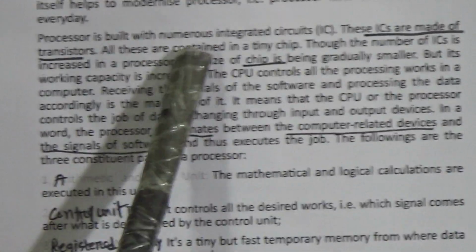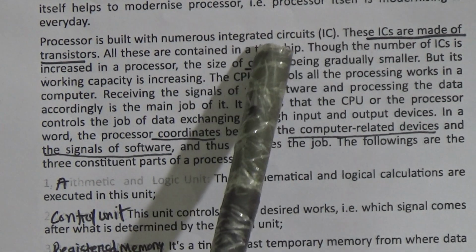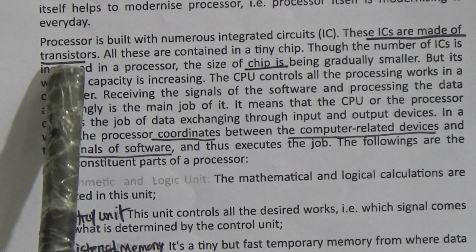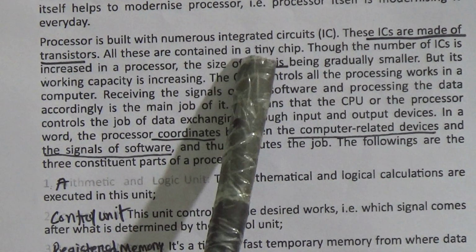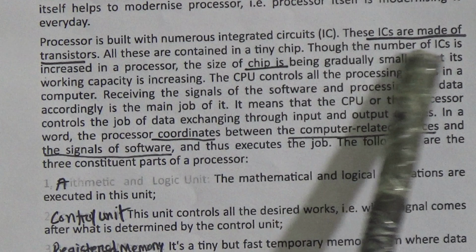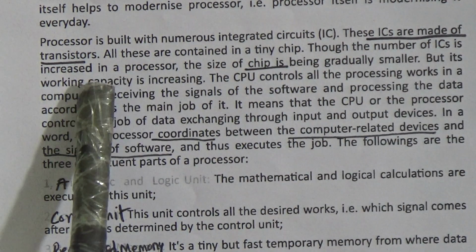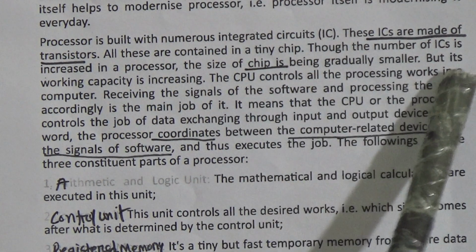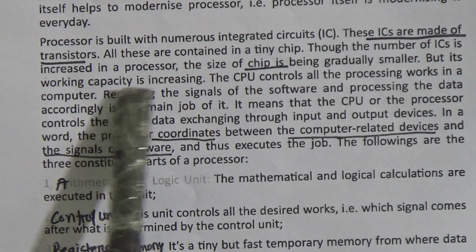Processor is built with numerous, huge integrated circuits. These integrated circuits are made of transistors. All these are contained in a tiny chip. Though the number of integrated circuits is increased in a processor, the size of the chip is gradually becoming smaller, but its working capacity is increasing.